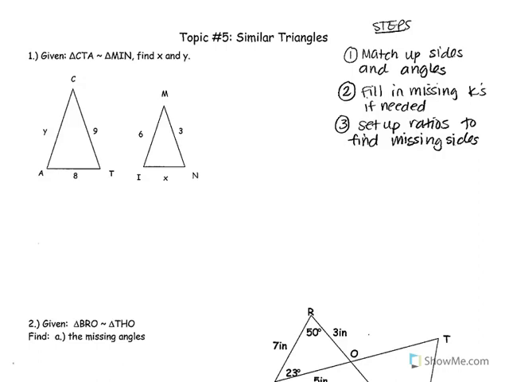So we're actually going to use the fact that triangles are similar in this topic to help us solve for missing sides and angles. We're going to focus on the sides first. So given triangle CTA is similar to triangle MIN, I want you to find x and y. Since I know these triangles are similar, I know that the sides are proportional.